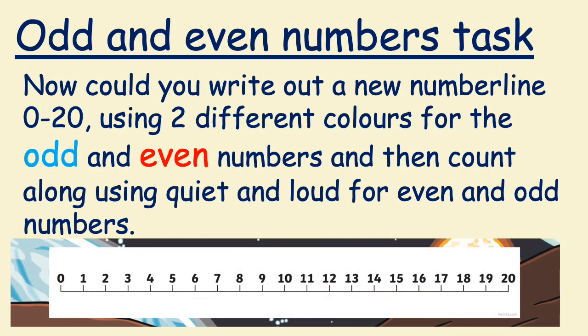Now, for your odd and even task, what I want you to do is to write out a new number line, 0 to 20, and I want you to use, if you can, two different colours for the odd and even numbers. And then count along using a quiet voice and a loud voice for the even and odd numbers. As a challenge, you could then use your number line to just count in twos. Just the even numbers. Fantastic work today. Well done, reception.